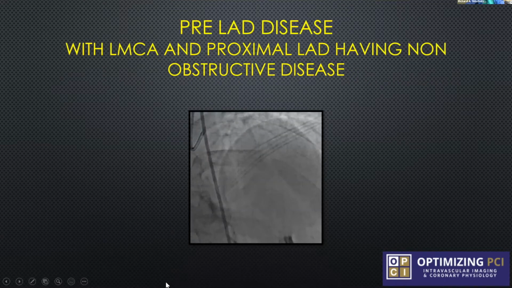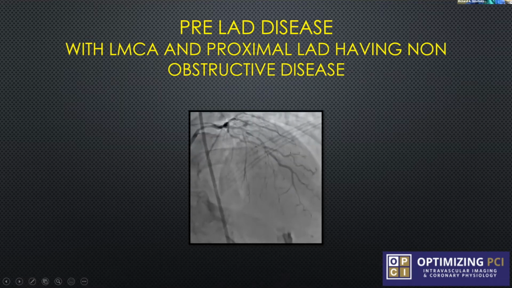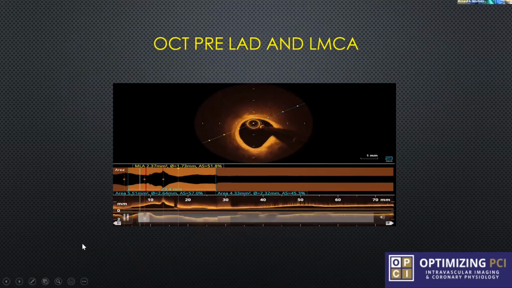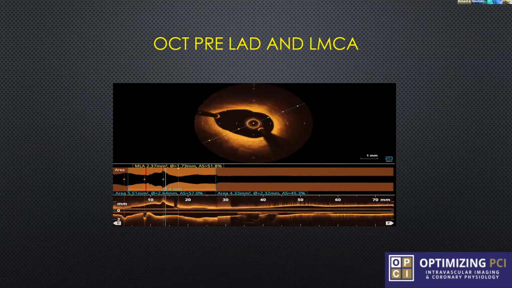I then imaged, and the pre-LAD disease with left main and proximal LAD had non-obstructive disease. Here you have an RAO projection, and you see that there is left main disease, and the mid-LAD angiographically looked like it had disease. The proximal LAD didn't look that bad angiographically. You can see that he's not a great surgical candidate. So I did an OCT pre-LAD, starting from the proximal LAD and the left main.